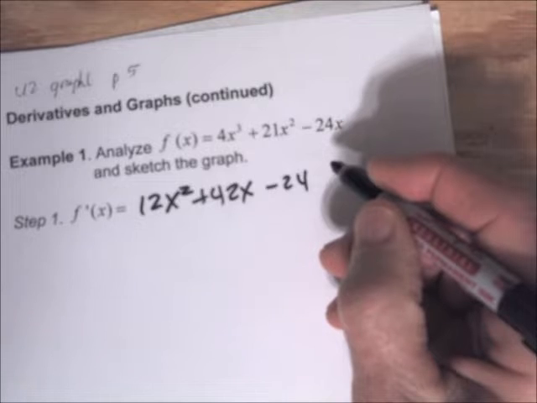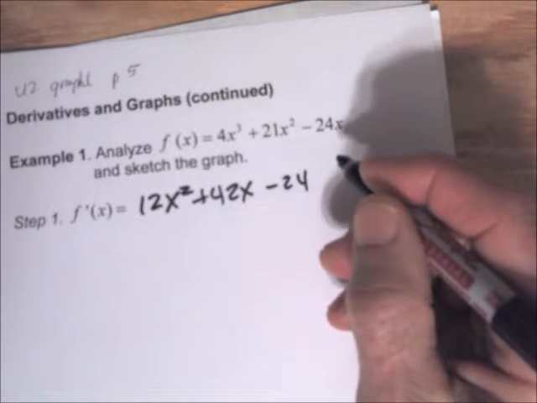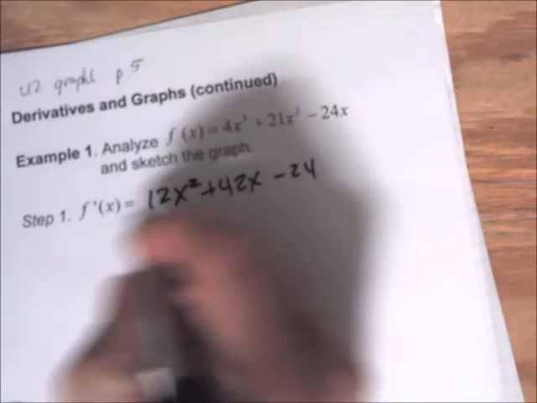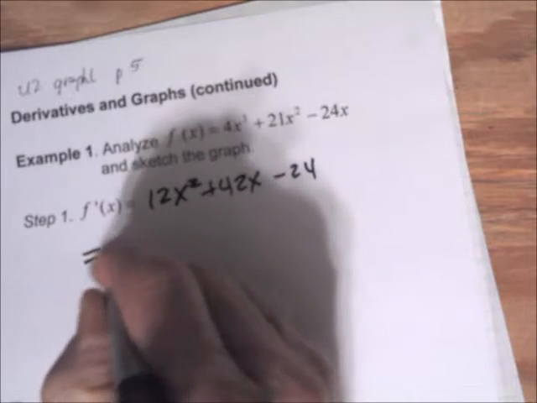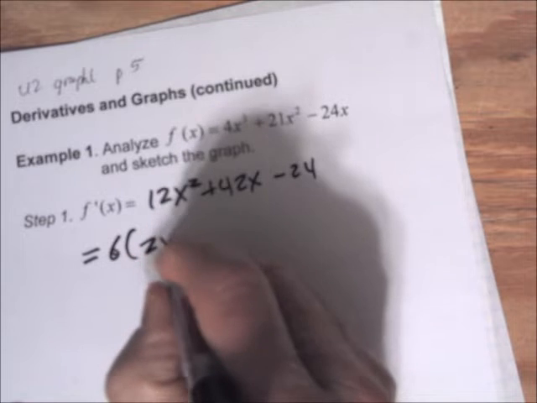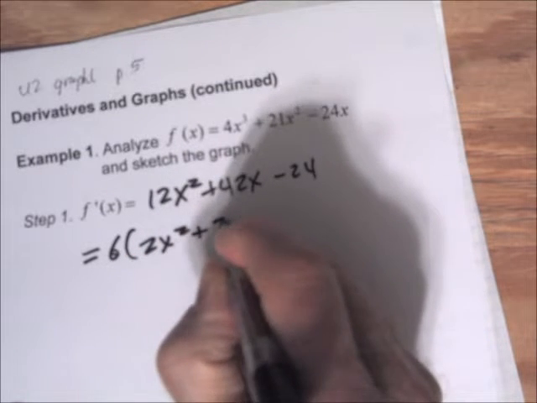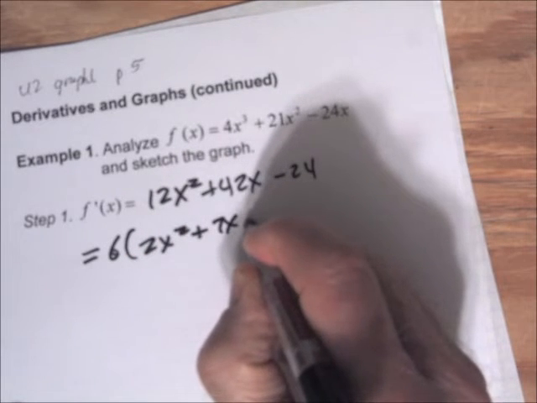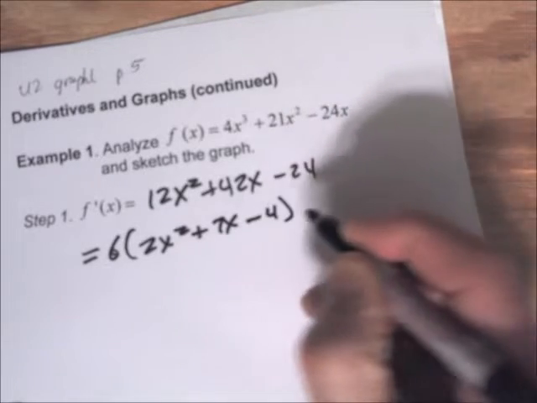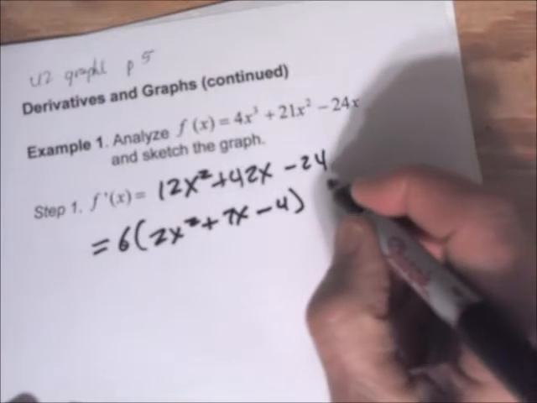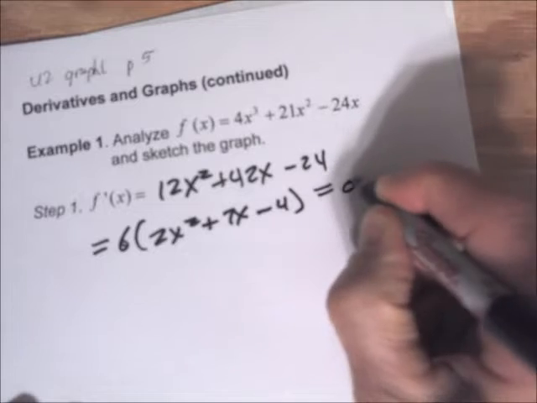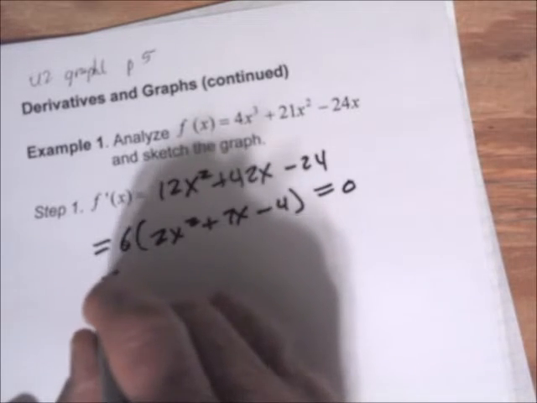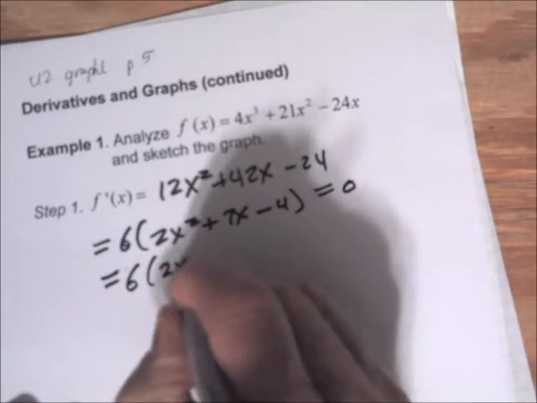So this is a quadratic polynomial. We can try to factor this. I think I'll factor out a 6. So it's 6 times the quantity 2x squared plus 7x minus 4. And we want to know where this is equal to 0. We might be able to factor it. Let's see if we can factor it.